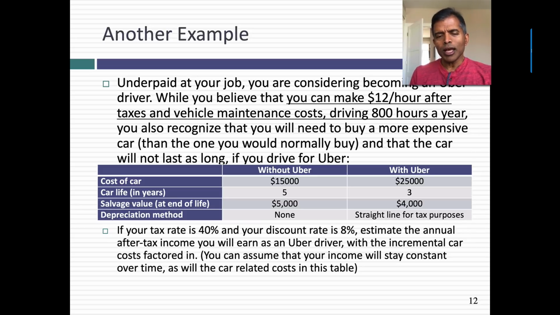But you do realize that to be an Uber driver who gets 5 stars, you need a more expensive car. So you were planning to buy a car anyway, but now you've got to buy a more expensive car. And because you're running a business, you'll now be allowed to depreciate that car. Let's assume that depreciation is straight line down to a salvage value. Your tax rate is 40%. Your discount rate is 8%.